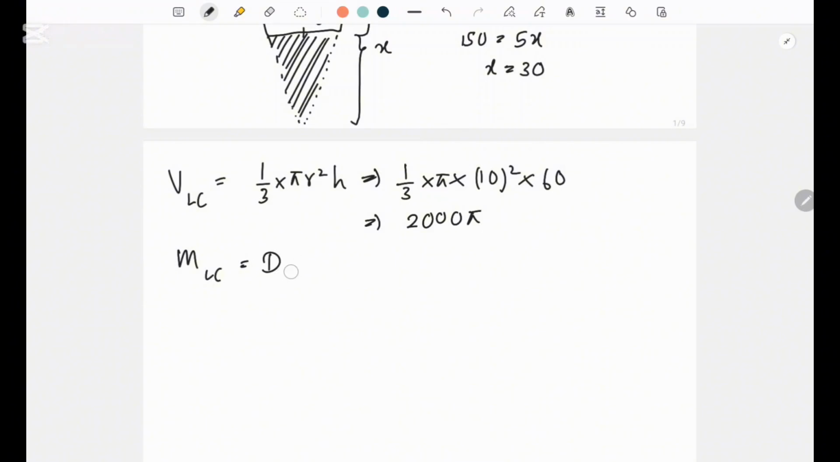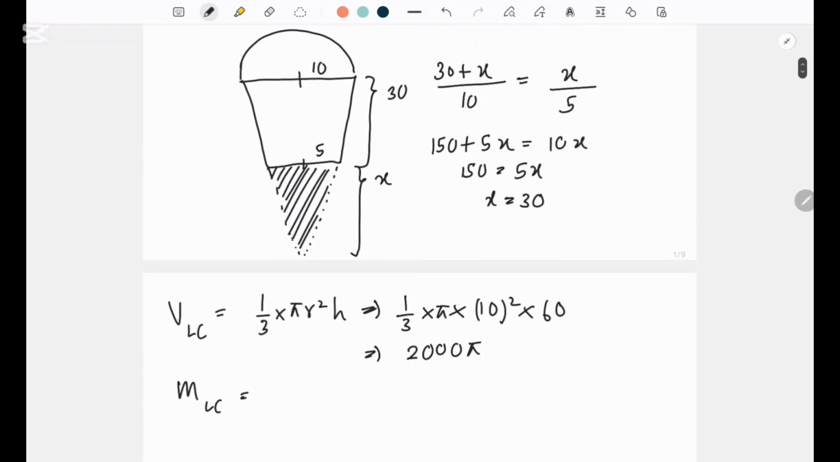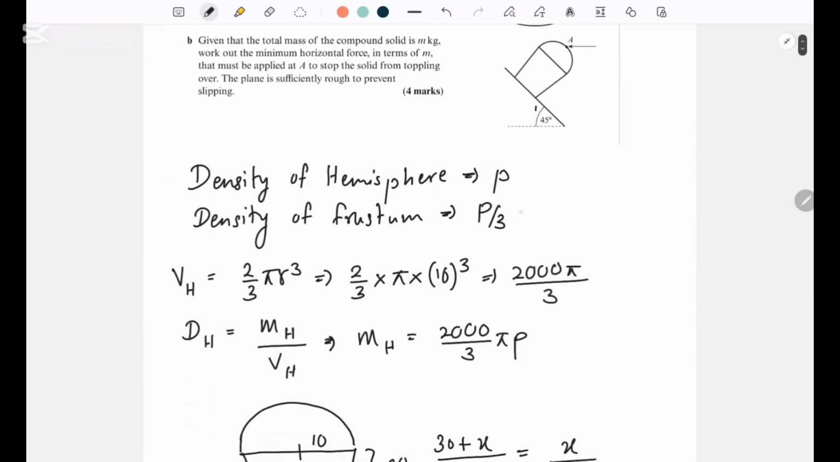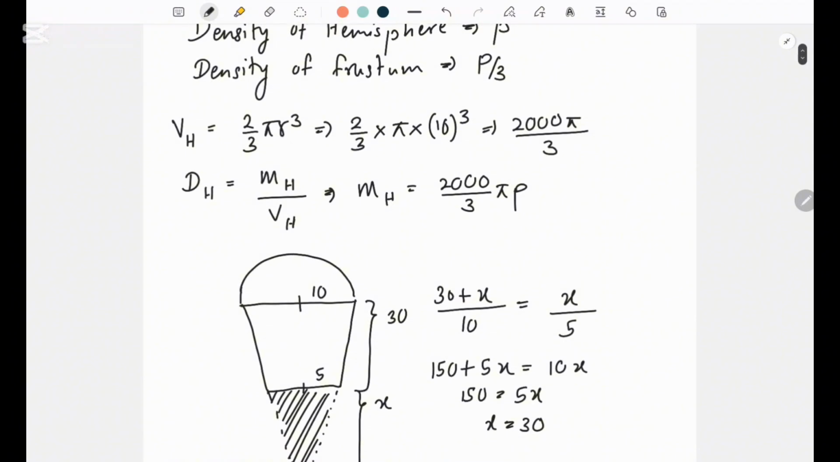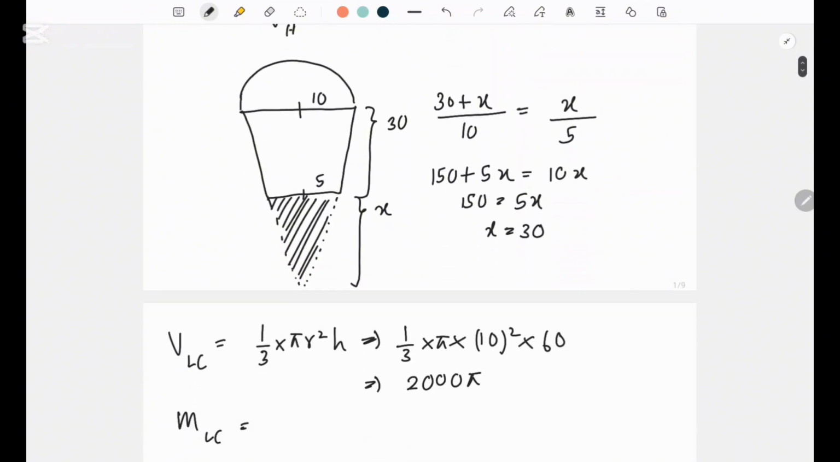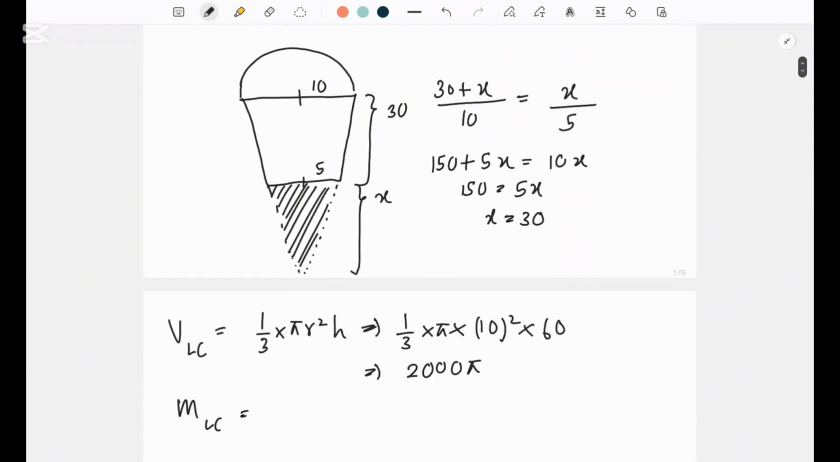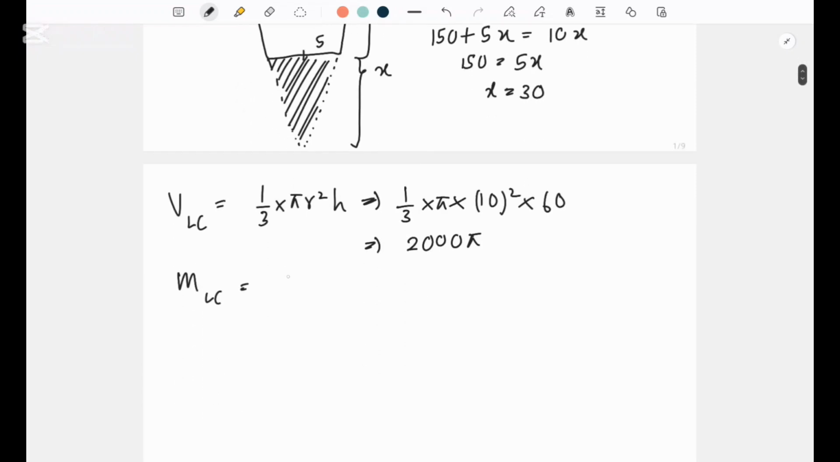The frustum has the density of P over 3, so it's going to be the same for the cone, right? Because it's the same material. It's just that a smaller cone was removed from a larger cone to create a frustum. So same material, same density. So the mass of the larger cone is going to be P over 3 into 2000 pi, which you could just write as 2000 over 3 pi P.